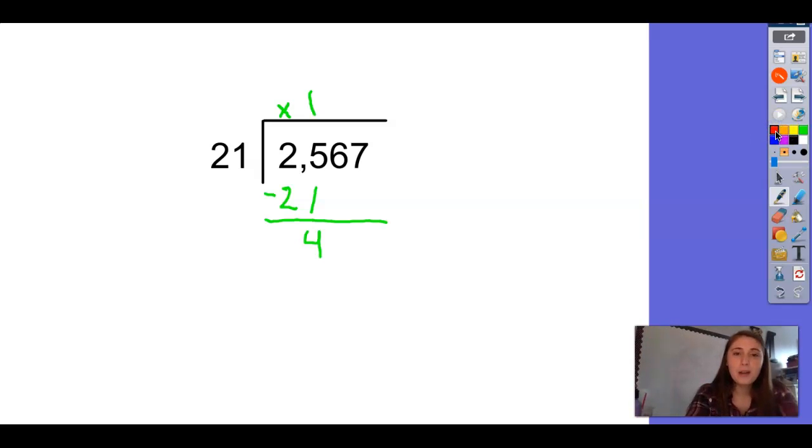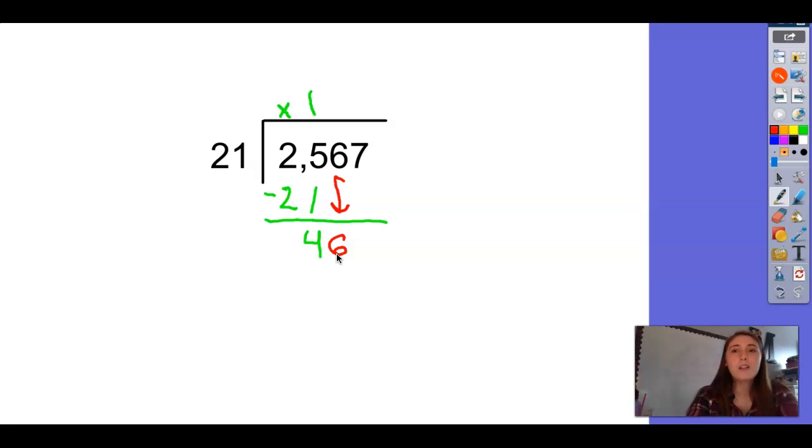So I'm going to change my color because I'm going to bring down my tens place. And just like we did before, we only bring down one place at a time. So I was working on my hundreds. Now I'm working with my tens too. Can I fit 21 into 46? Well, yeah, I know 21 times 1 is 21.